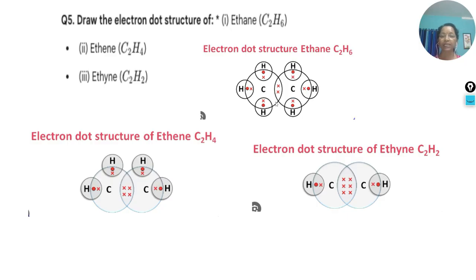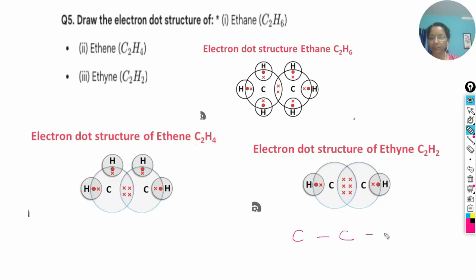That can be very easily drawn by drawing the bond line structure first. For example, in the case of ethyne, I'll draw ethyne here. If you want to draw it, first you have to draw the carbons. The formula is C2H2. So two carbons should be bonded, at least one bond should be there.